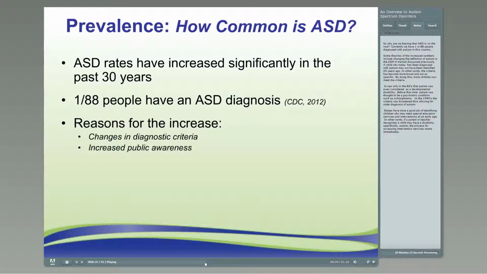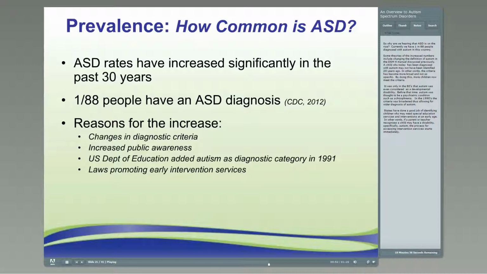It was only in the 80s that autism was even considered as a developmental disability. Before that time, autism was thought to be a psychiatric condition such as schizophrenia. In the 1990s, the criteria was broadened, thus allowing for wider diagnosis of autism. States have done a good job of identifying children who may need special education services and interventions at an early age. In other words, if a parent or a teacher recognizes a child may have a disability, specifically autism, the process for accessing intervention services starts immediately.